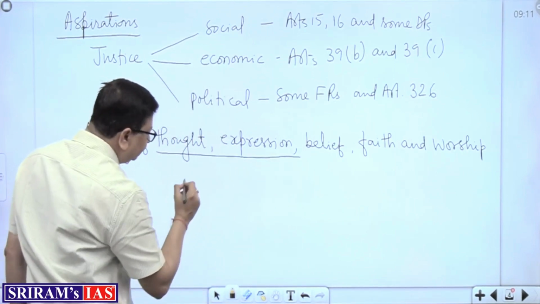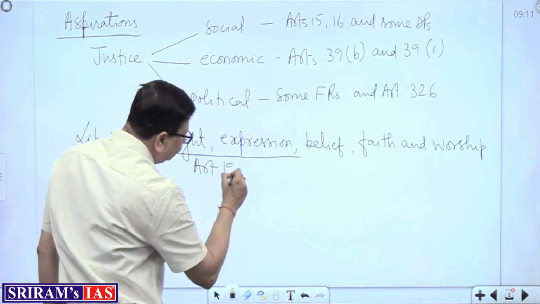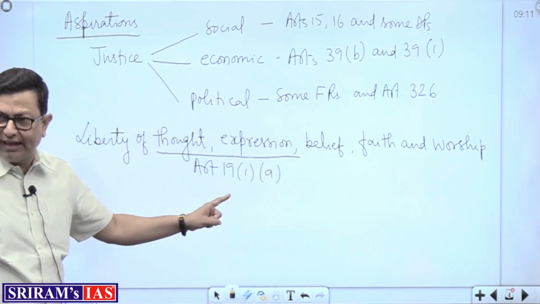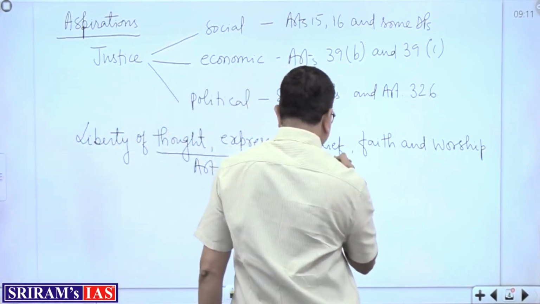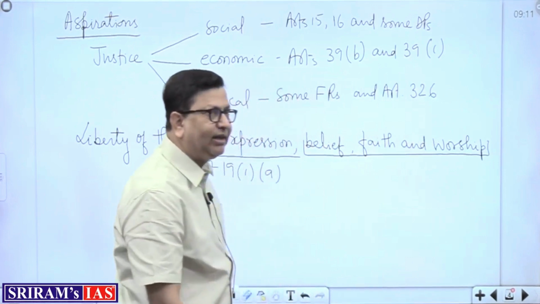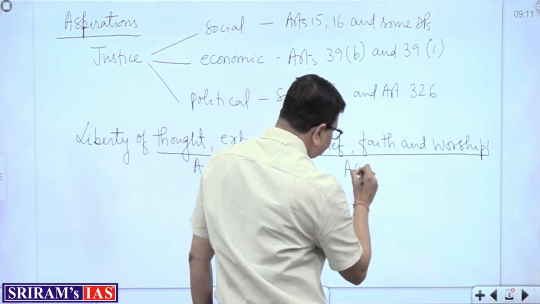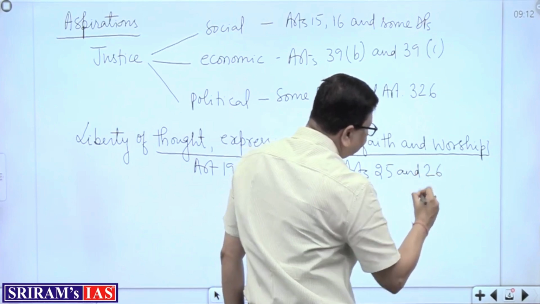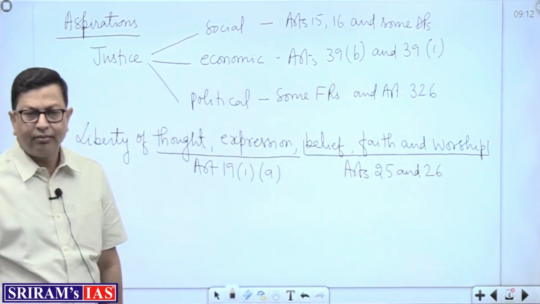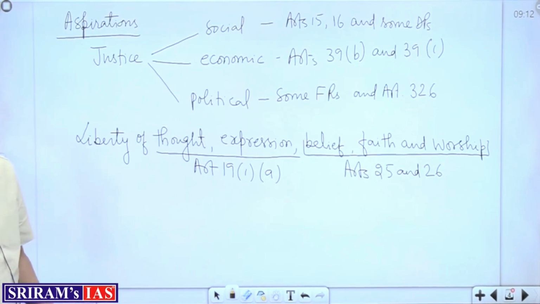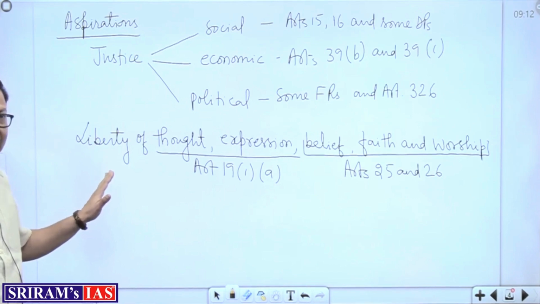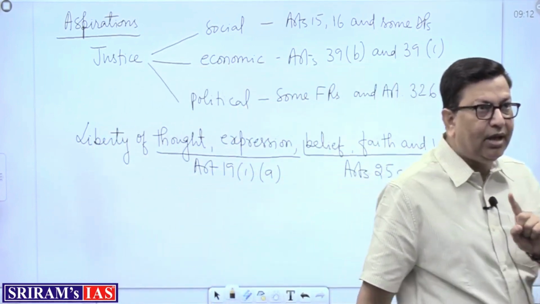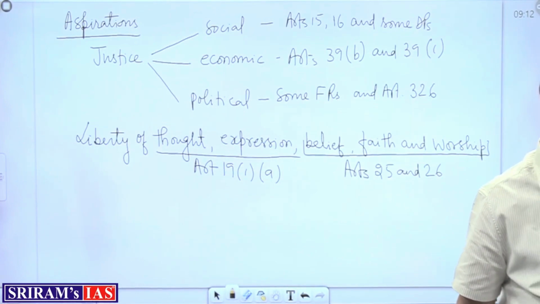Liberty of thought and expression has to be achieved through Article 19, Clause 1, Subclause A, and belief, faith, and worship through Articles 25 and 26. So this is one part from where the questions can be asked in the prelims examination from liberty, that the preamble envisages which type of liberty. The answer will be liberty of thought, expression, belief, faith, and worship.